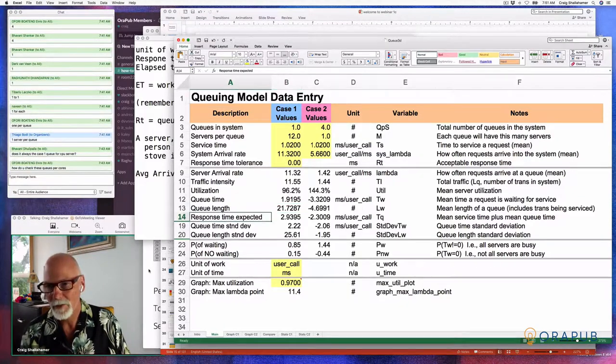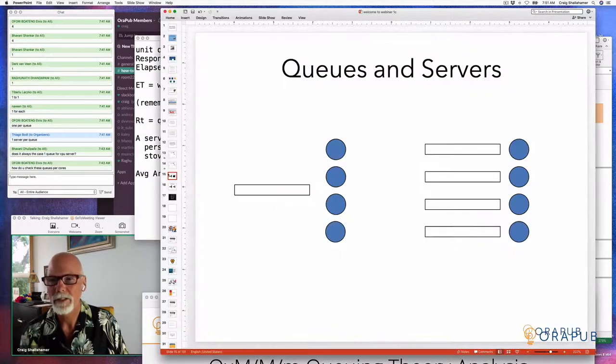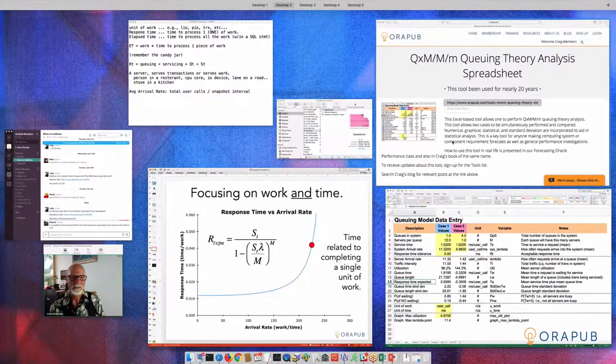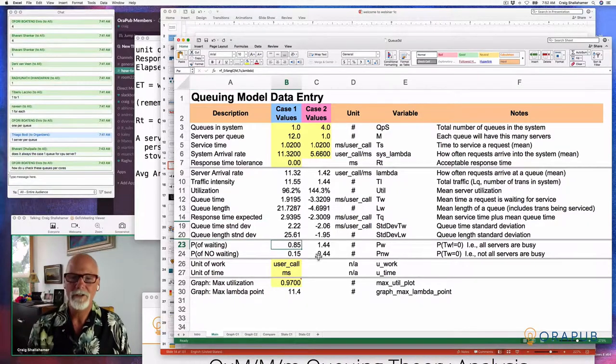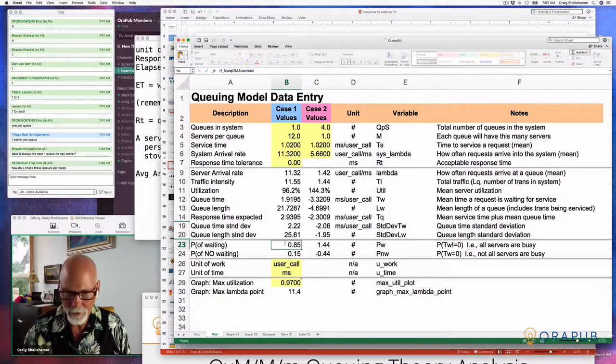So what's the expected response time? Going back to the PowerPoint here, that is where we cross right here. That's the expected response time, and that's the axis we're looking at. And there's some other stuff here. This is a cool one. This is the probability of having to wait or queue. There's an 85% chance that when a transaction arrives, it's going to have to queue before it gets serviced. So this is a cool little way to understand what's going on here.